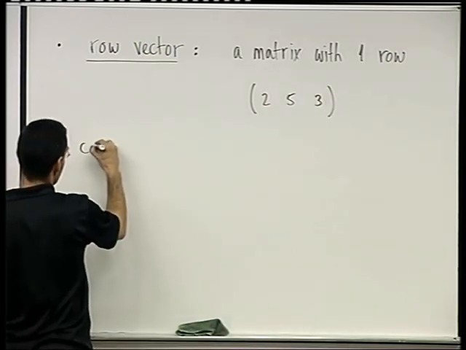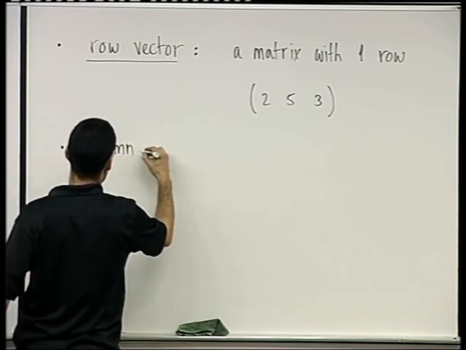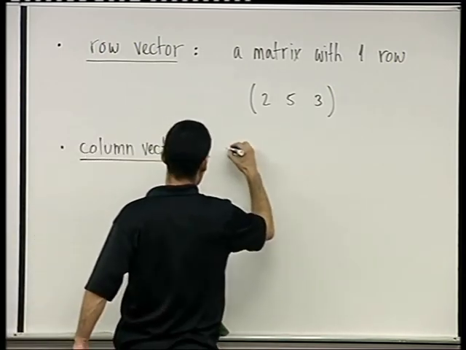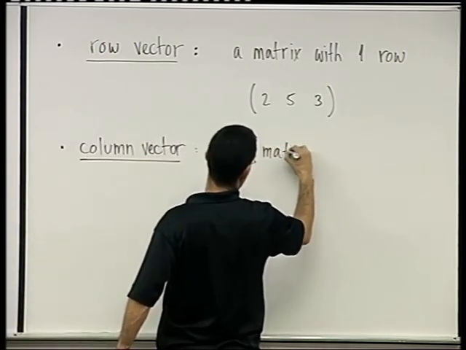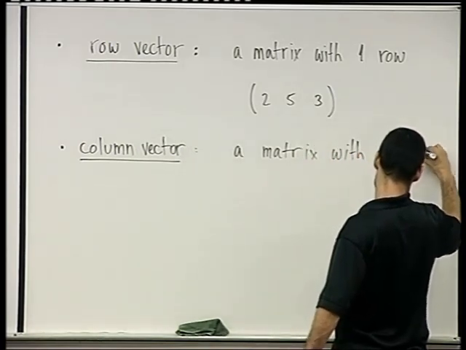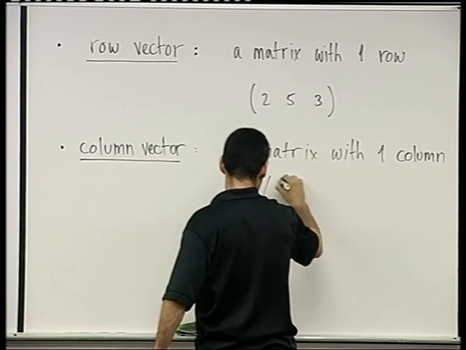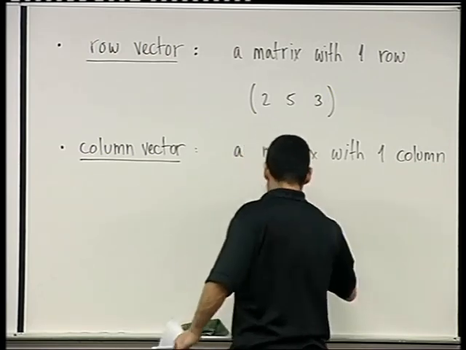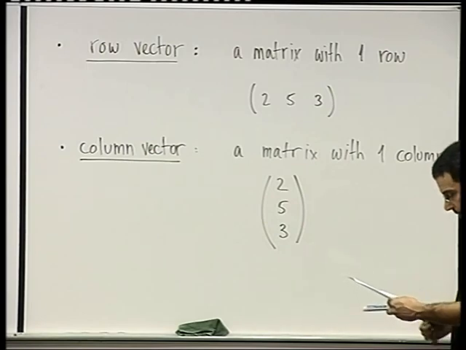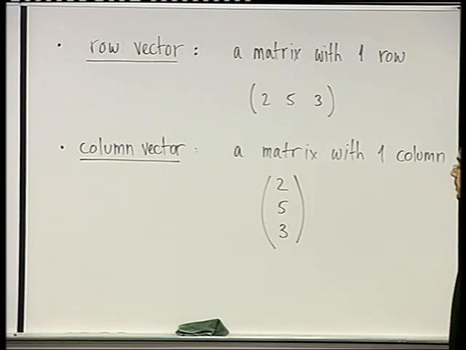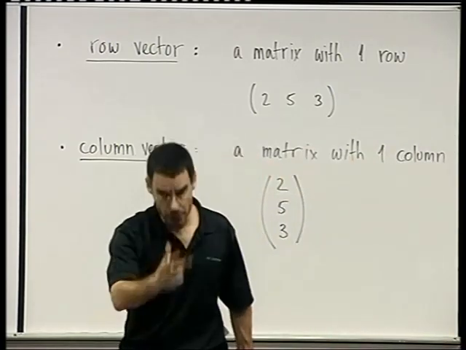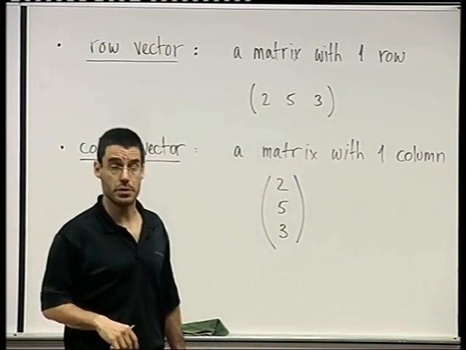And a column vector is a matrix with just one column. Only one column. For example, 2, 5, 3. These will also play significant roles in this course, as we will see. Okay, so this really is a very big dictionary. You have to get used to all the terminology because we're going to communicate using these words.